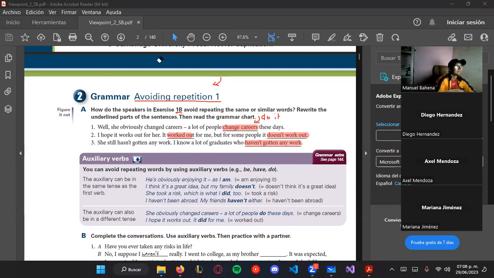I hope it works out for her. It worked out for me, but for some people it doesn't work out. Excellent. How would you change that one? Work out means funciona o trabajar fuerte. Funcionó. Yes, because it's in past. Remember, it has the ed here. It worked out. Funcionó. Past tense.